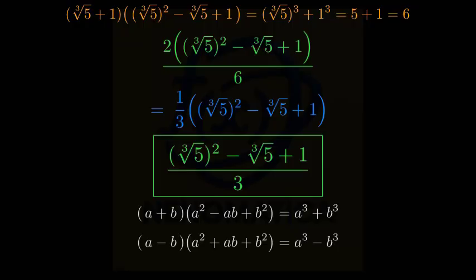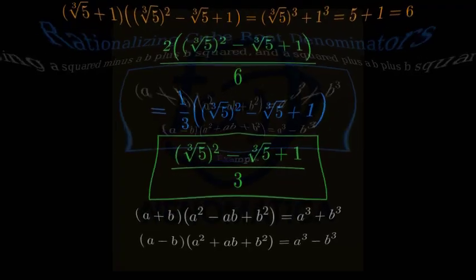Remember, if the denominator is a plus b with cube roots, use the companion a² − ab + b². If it were a minus b, we would use a² + ab + b².